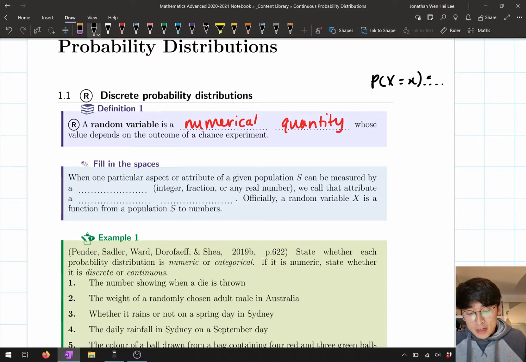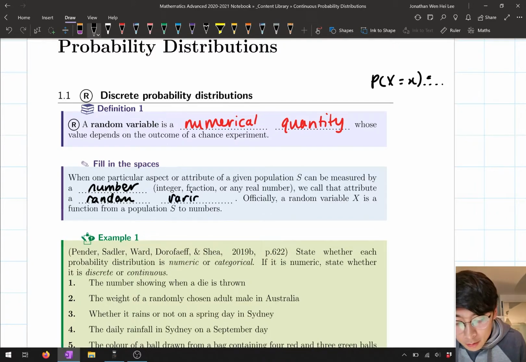Okay, so when one particular aspect or attribute of a given population S can be measured by a number, we call that attribute a random variable. So here, if we can measure a random event, a random changing thing, with numbers, we call that thing a random variable. Officially, a random variable X is a function from the population S to numbers.